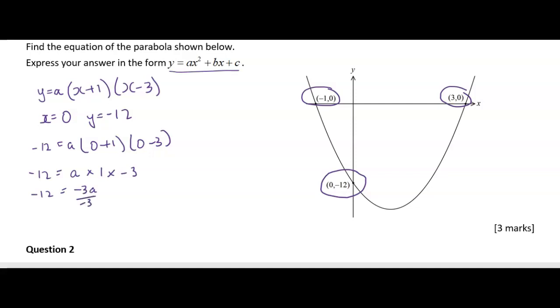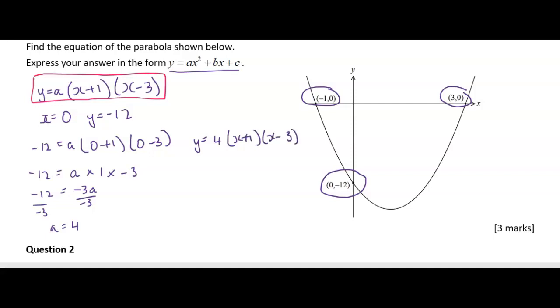And then divide both sides by -3. So a is equal to 4. All right, so we've got the value of a. We can substitute that back into our equation, okay, so this equation here. So we've got now y equals 4, x plus 1, x minus 3.